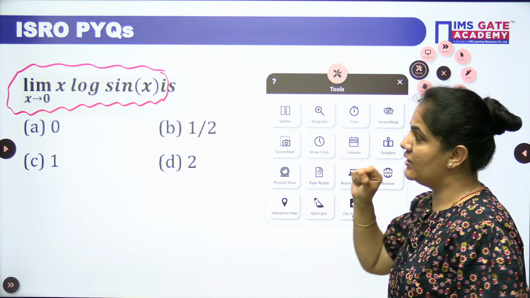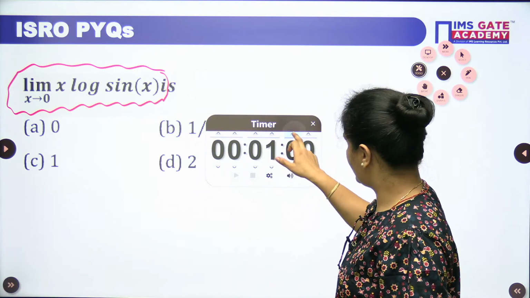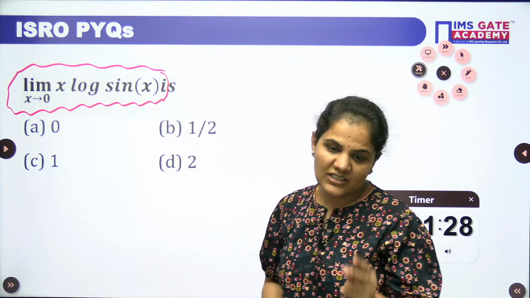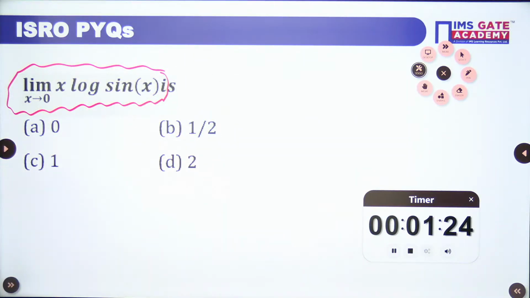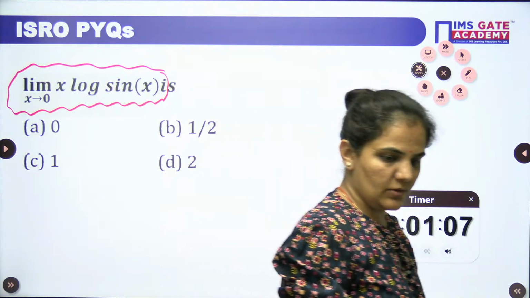A basic question. You should first try to identify which form this is, and then approach the result. I am giving you 1 minute and 30 seconds for this question. Just try this one, it is a very simple question. Limit x tends to 0 of x log of sin x. First of all, we will check the limit by putting in the value. Maybe you need to apply L'Hospital here, but you need to convert this first.